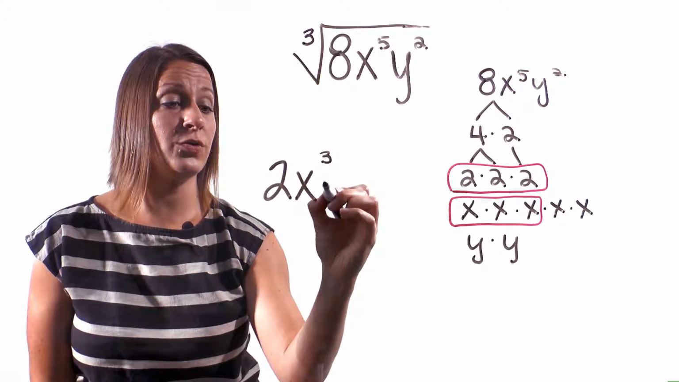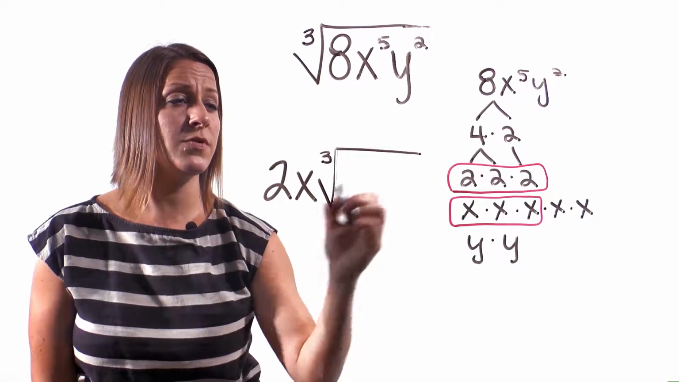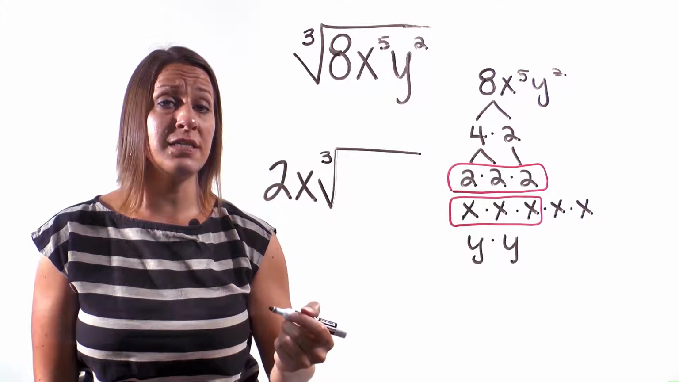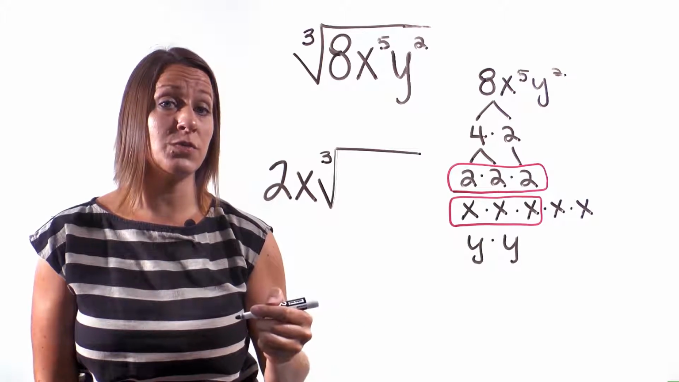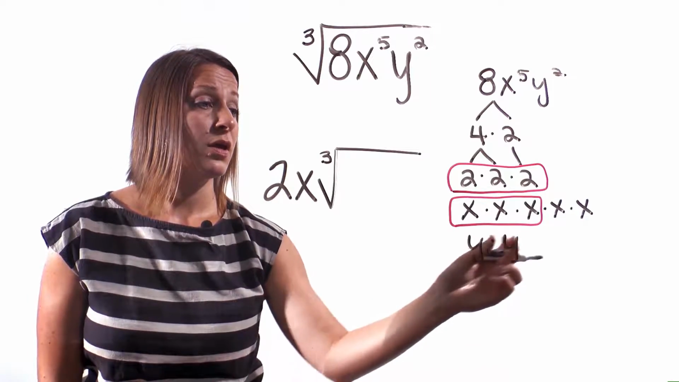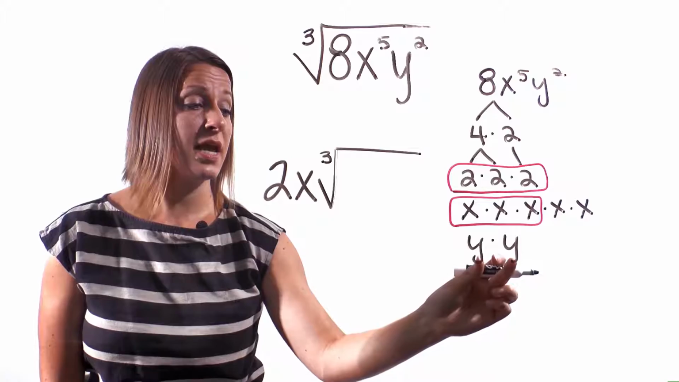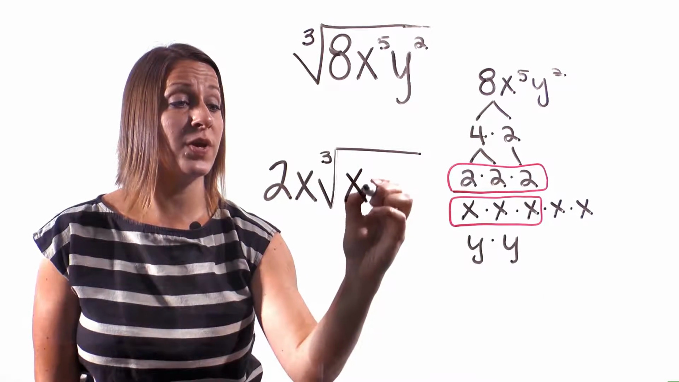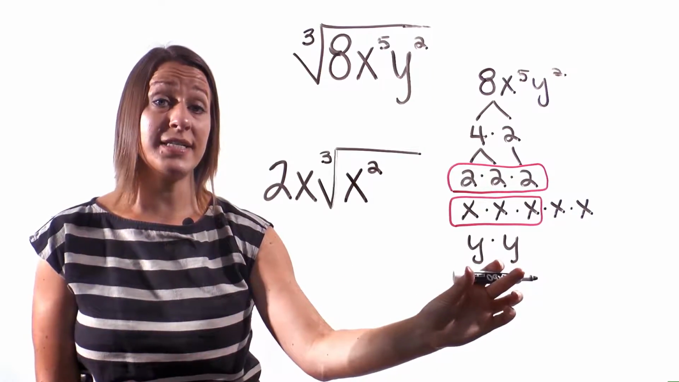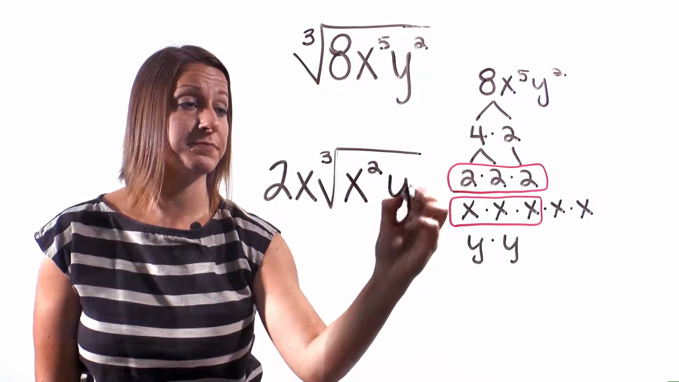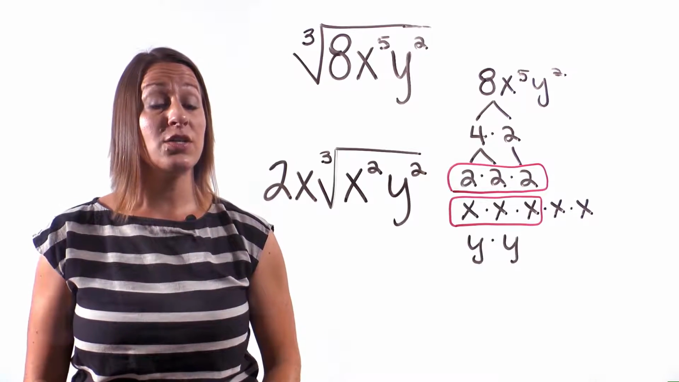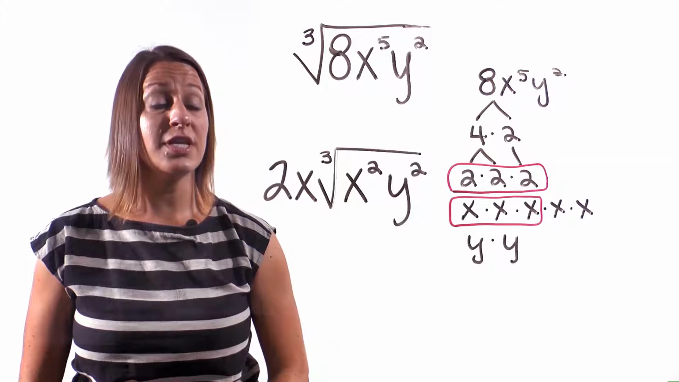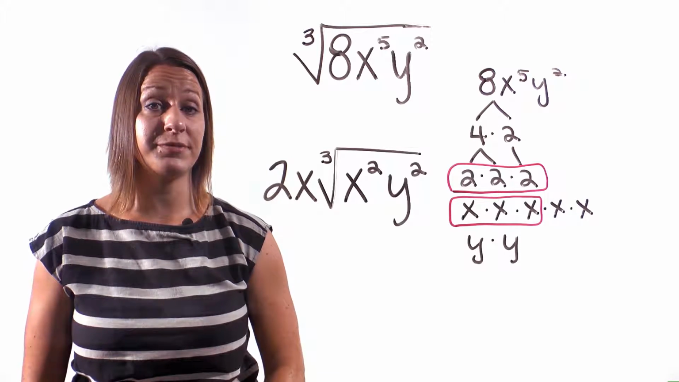Next, we'll write our cubed radical symbol, and any number or variable that didn't make it in a set of 3 goes back inside. Notice we have 2 x's and we have 2 y's. X times x is x squared. Y times y is y squared. So the final answer to this problem is 2x times the cube root of x squared y squared.